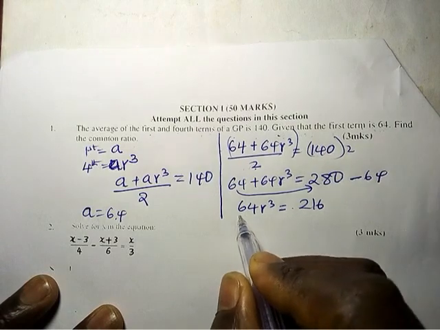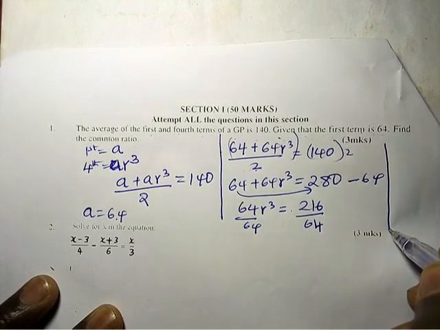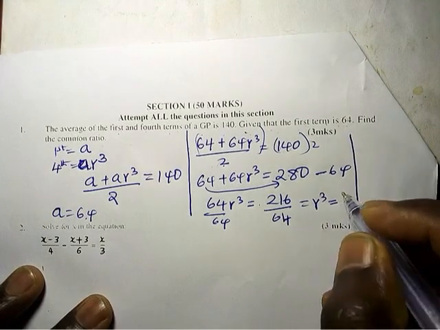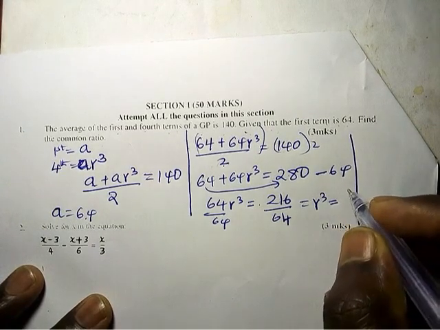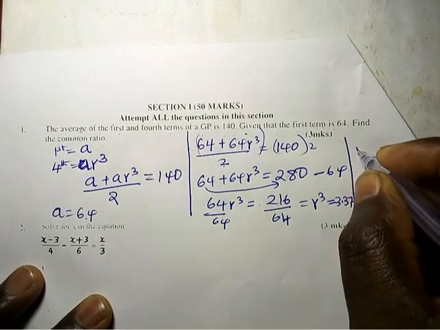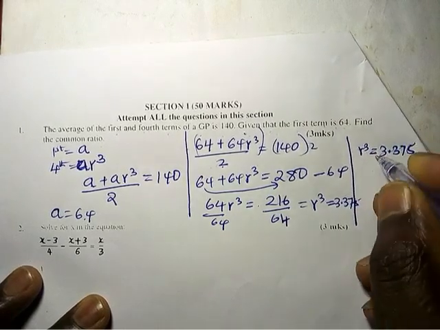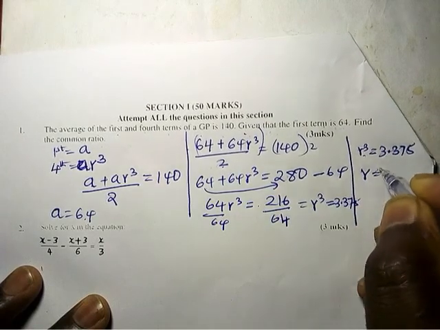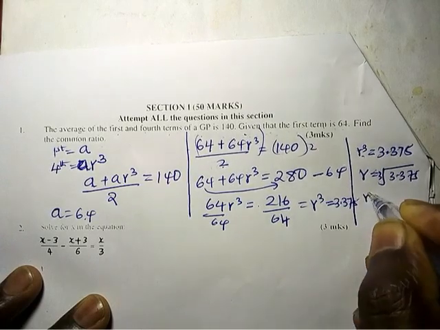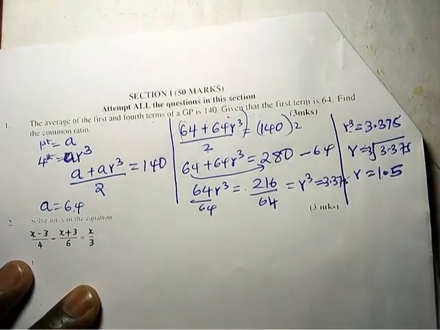So divide both sides by 64 so that we have R cube. So R cube is equal to 3.375. So to get R, you find the cube root for both sides. The cube root of 3.375. So R is equal to 1.5.